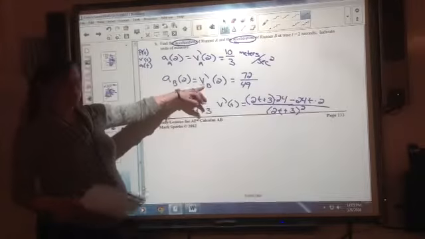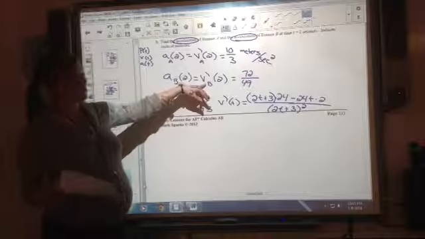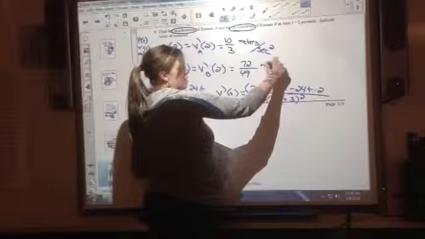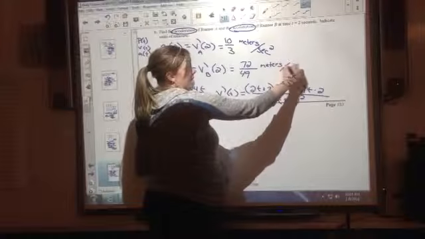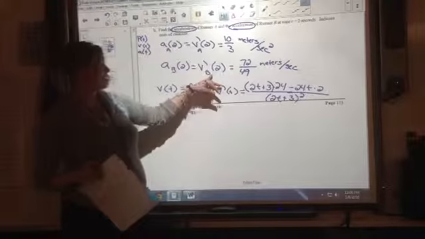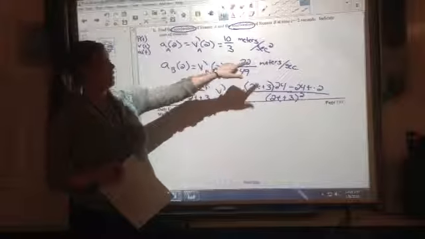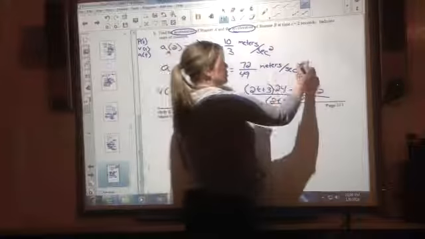And again, it's the derivative of velocity, so I'm finding the rate of change of velocity. So I would have meters per second. But because it's the derivative, and we're talking about acceleration, it's with respect to time. Meters per second, also known as meters per second squared.